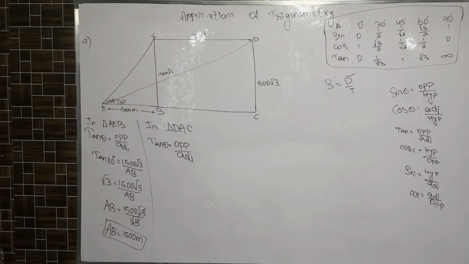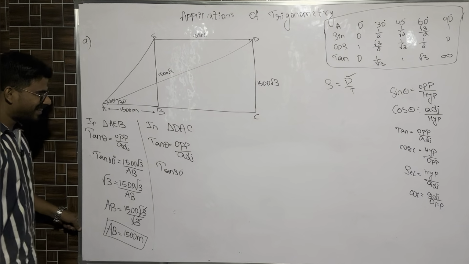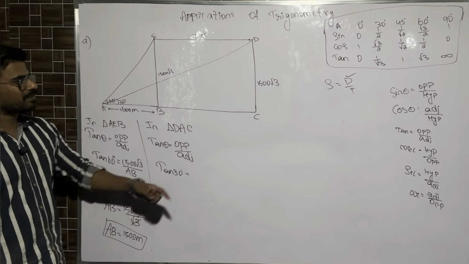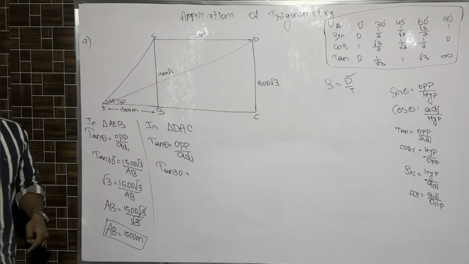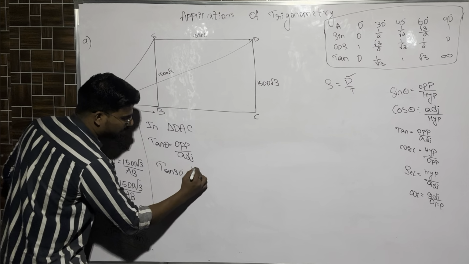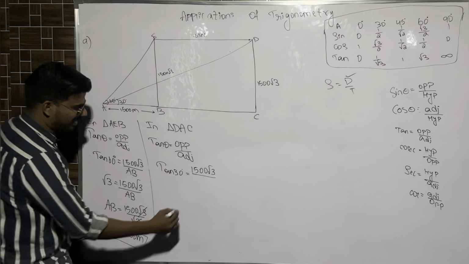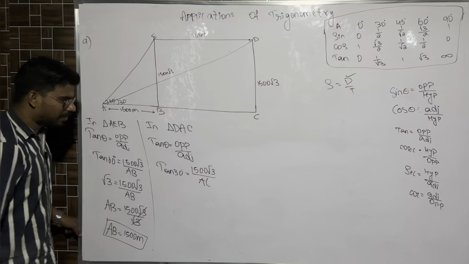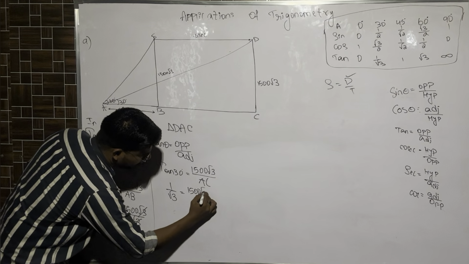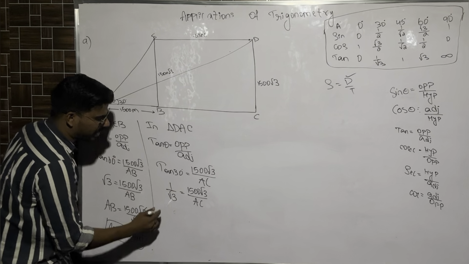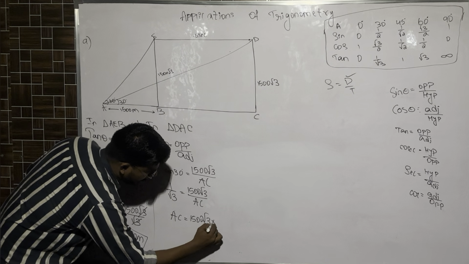How much is the angle in this case? 30. Tan 30 is equal to opposite, 1500 root 3, divided by AC. You seriously need AC now. 1 by root 3 is equal to 1500 root 3 by AC. If I cross multiply, AC into 1, AC is equal to 1500 root 3 into root 3.